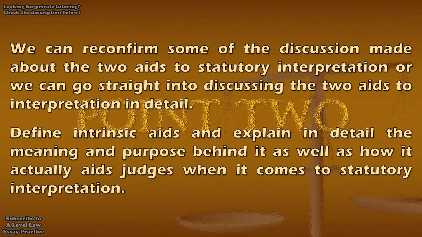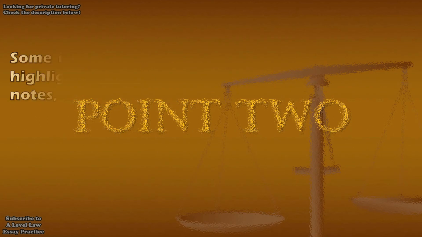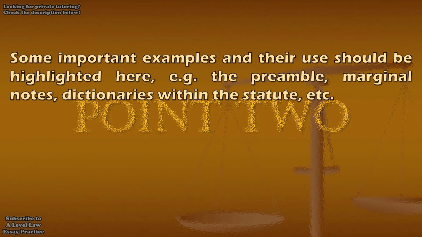Firstly, define intrinsic aids and explain in detail the meaning and purpose behind it, as well as how it actually aids judges when it comes to statutory interpretation. After that, some important examples and their use should be highlighted. For example, the preamble, marginal notes, dictionaries within the statute, etc.